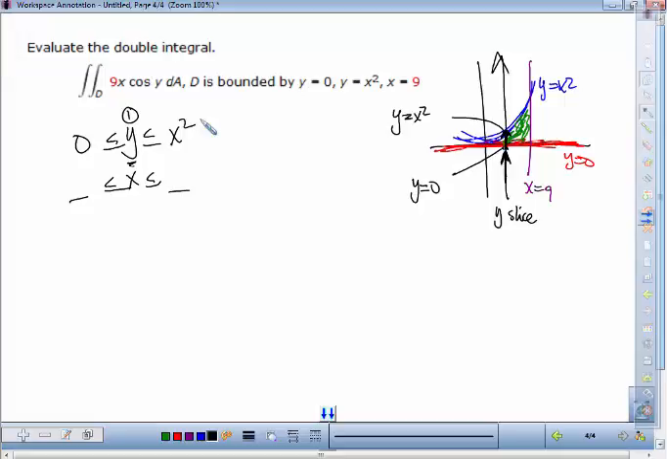Okay? Outer limits have to be constant. So when did you start? And when did you get out? Remember that these are x values that you're putting. So you started with x is equal to 0, and when did you finish? Well, x is equal to 9 in this case. Okay?